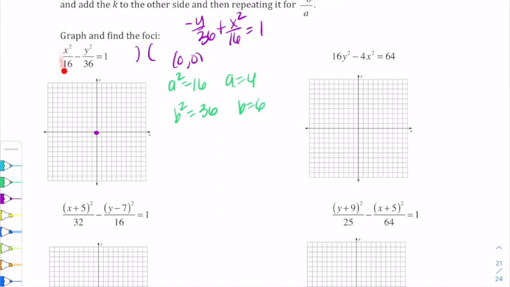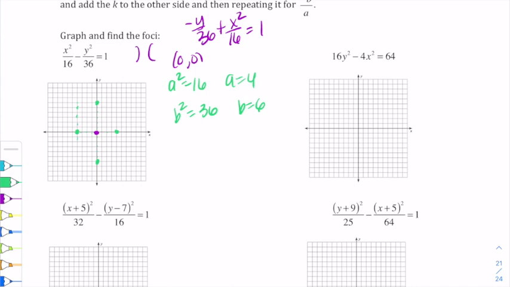So here I know that the 16 goes with x because it's below the x. So I'm going left and right by 4. 1, 2, 3, 4. And then our b squared is under the y, so it goes up and down by 6. 1, 2, 3, 4, 5, 6.